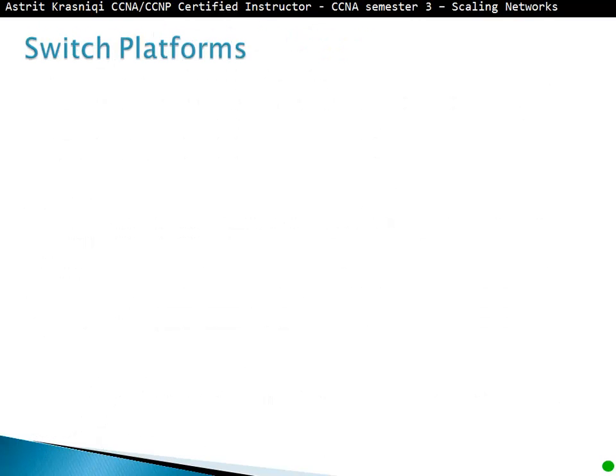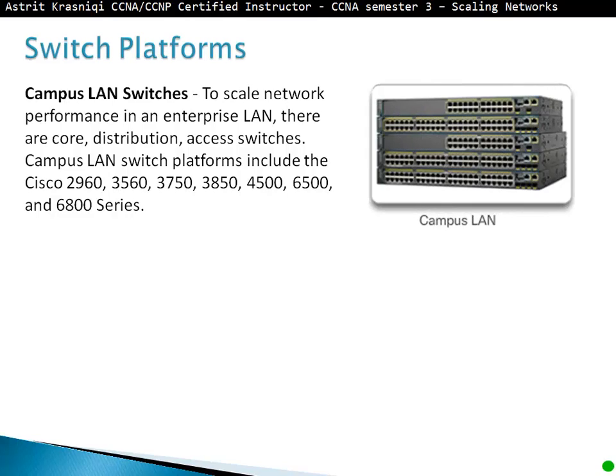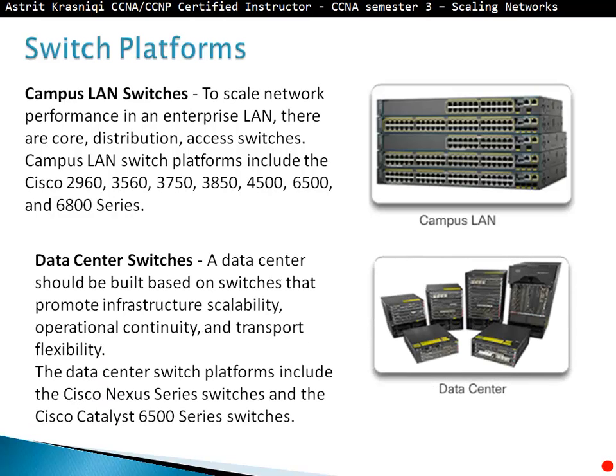Switch platform. So we have, for example, campus LAN switches. To scale network performance in an enterprise LAN, there are core, distribution, and access switches. Campus LAN switch platforms include Cisco 2960, 3560, 3750, 3850, 4500, 6500, and 6800 series. These are campus LAN switches. Then we have data center switches.